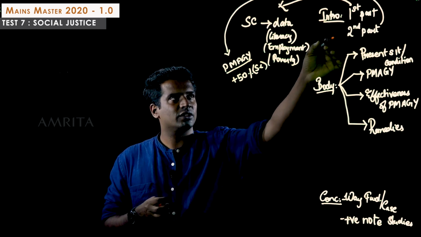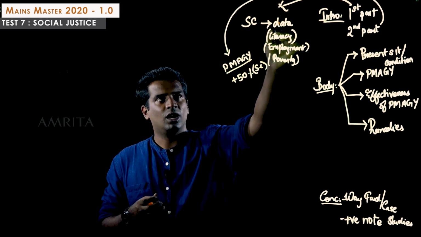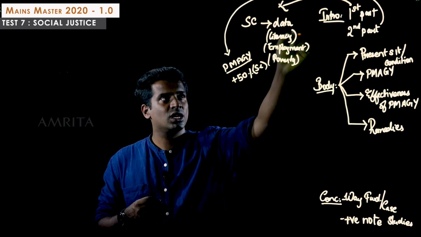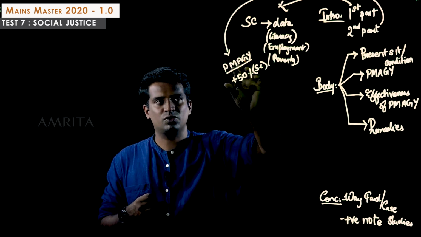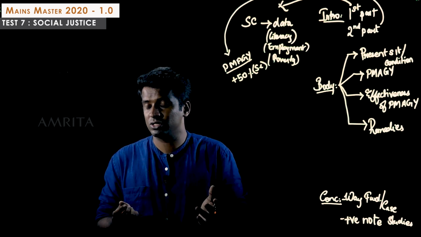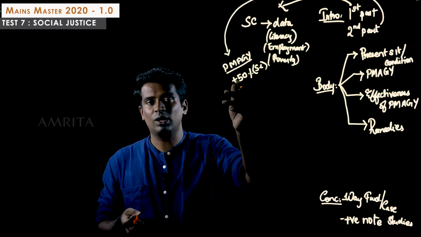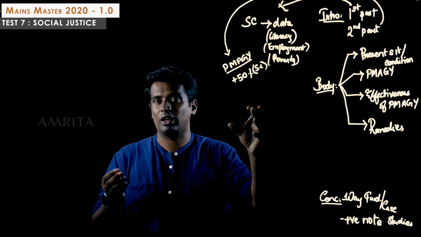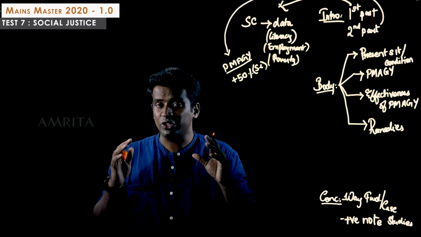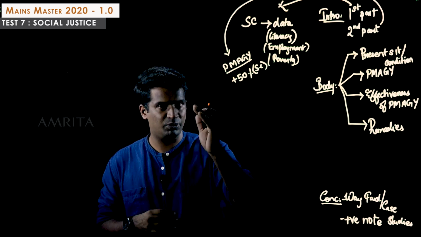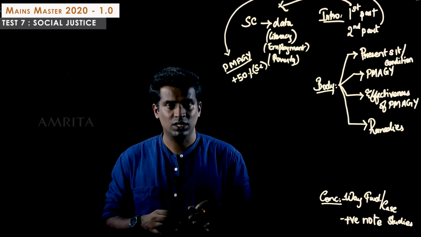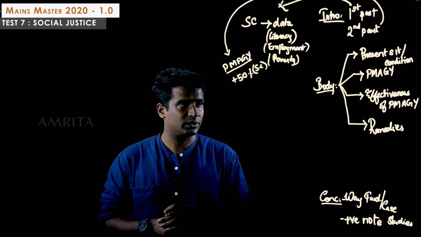If you can link the first part and the second part, you can say that the present situation of the scheduled castes is like this, and Pradhan Mantri Adarsh Gram Yojana focuses on villages which have more than 50% of the population as SC, to improve their entire lot. That is the idea. If you can bring that into your introduction, that would be the perfect introduction. So that is there for the introduction part.